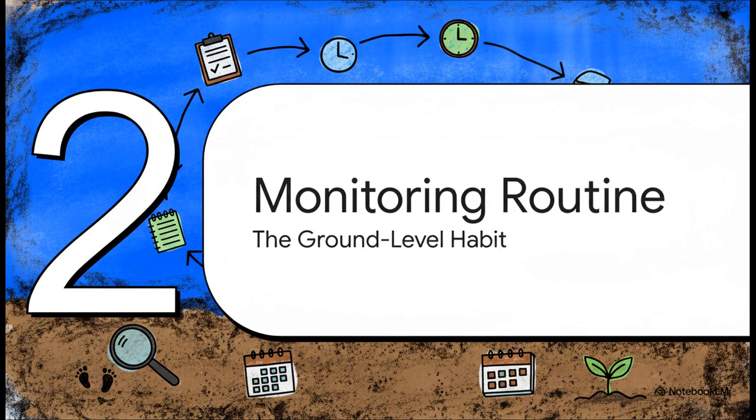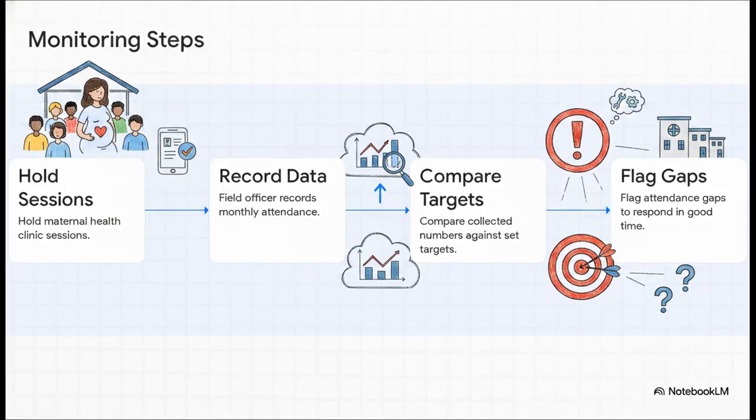Section 2. Monitoring, the ground-level routine. Let's zoom in on the dirt and look at monitoring on the ground. The absolutely crucial thing to remember here is that monitoring is a regular habit. It's what transforms mere record-keeping into a highly responsive system. Picture a maternal health project running across several clinics. First, you hold the sessions. Second, every single month, a field officer records antenatal attendance and supply deliveries into a mobile data collection app, like Kobo Toolbox. Now, on its own, that's just numbers in a phone, right?